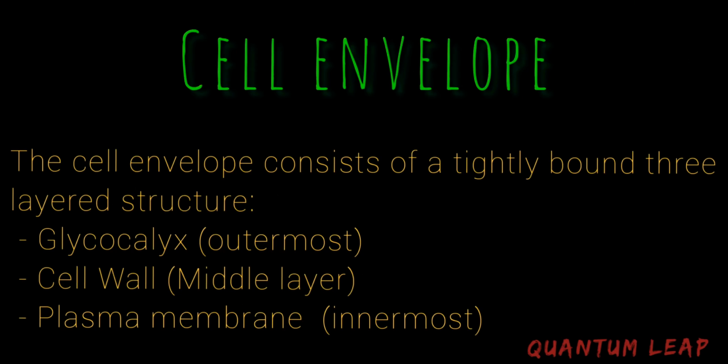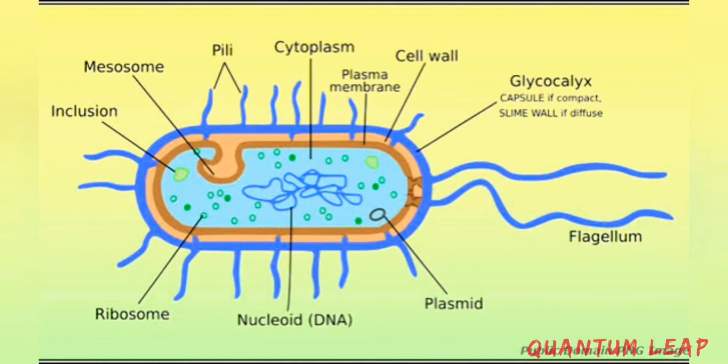So the next topic we will proceed to is the cell envelope and its modifications. Most prokaryotic cells, particularly the bacterial cells, have a chemically complex cell envelope. The cell envelope consists of a tightly bound 3-layered structure. The first one, the outermost one, is the glycocalyx, followed by the cell wall and then the plasma membrane. So this is what it looks like. You can relate with the diagram: the outermost layer, the glycocalyx, then the cell wall and then the plasma membrane.